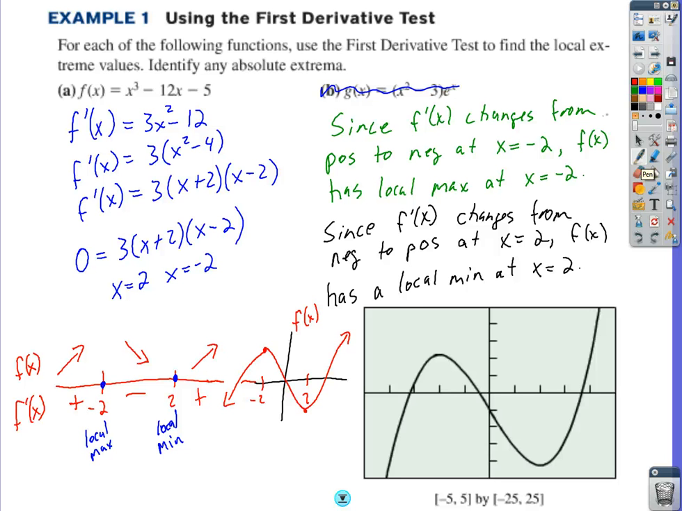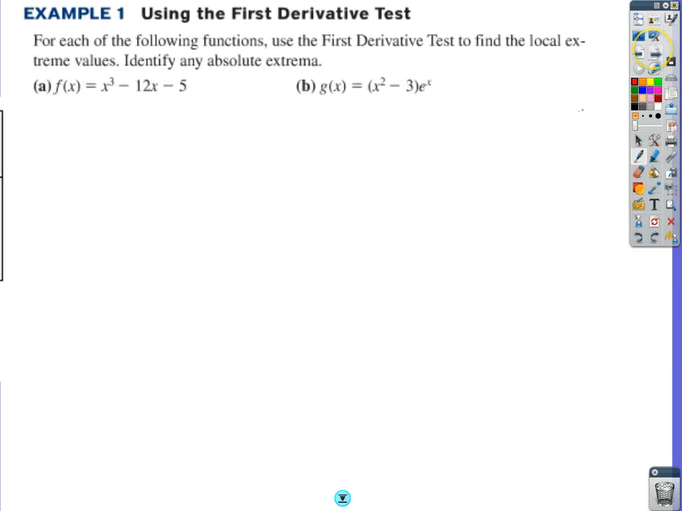All right, let's do the next one. Okay, so it says here, for each of the following functions, use the first derivative test. So it's the exact same thing, except I'm going to do it for part B, not part A. So let's go ahead and do the same thing. If you notice what I have here is I have a function and a function, which means I'm doing product rule.